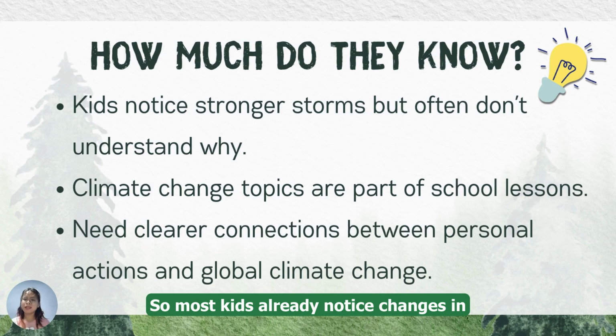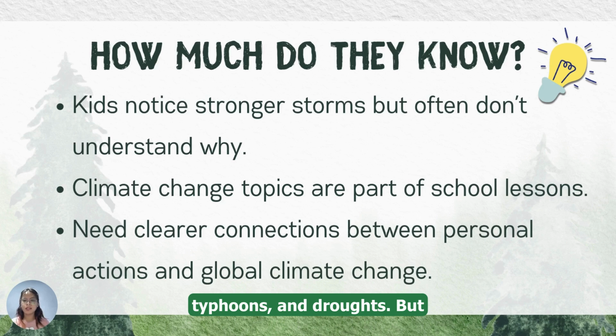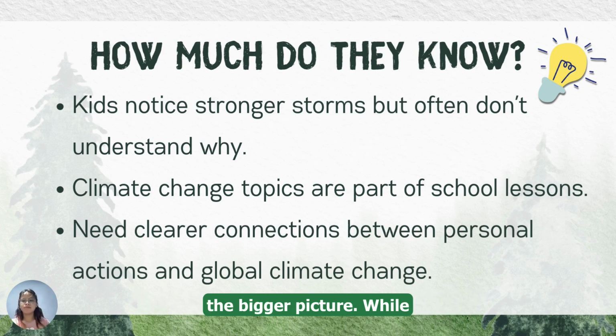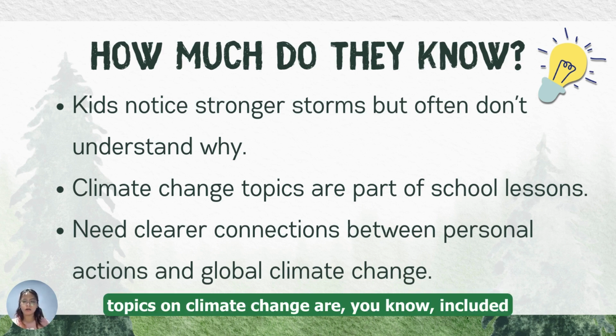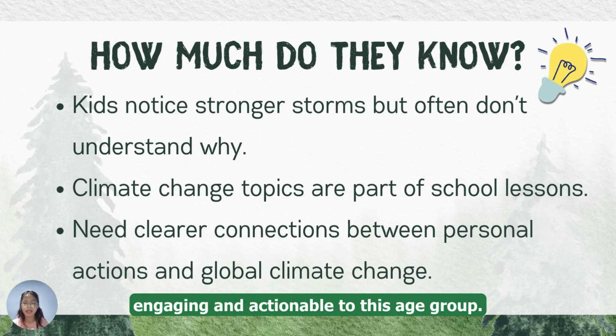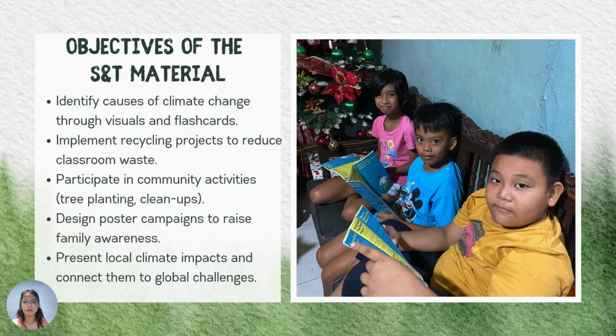Most kids already notice changes in the weather, as I have said, like stronger storms, typhoons, and droughts. But many don't fully understand why these things are happening. Sure, they know there's something wrong, but they need help connecting their actions to the bigger picture. While topics on climate change are included in science and social studies lessons in elementary, there's still a gap in making these lessons more engaging and actionable for this age group.